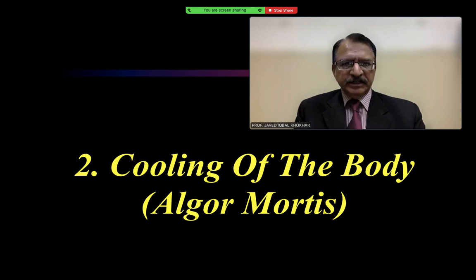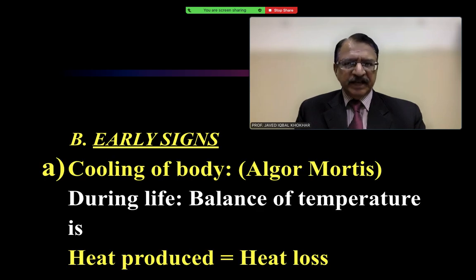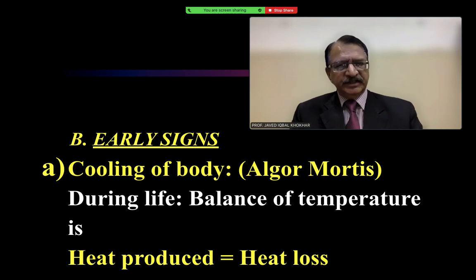Now we start discussing the cooling of the body, or algor mortis. This is the earliest sign, and we know that during life the balance of temperature is maintained by heat being produced and heat being lost. So a balance is maintained between the production and the loss, and the body mechanisms keep the body temperature at 37 degrees Celsius or 98.6 degrees Fahrenheit.